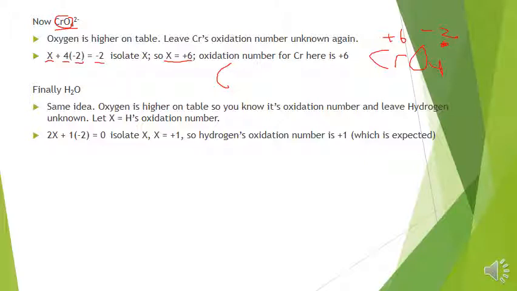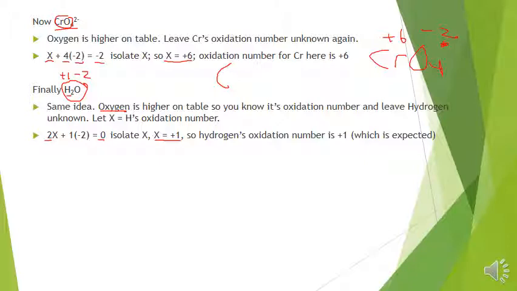And finally, water, same idea. Oxygen is higher on the table. Leave hydrogen unknown, so you have 2 times x, because there are 2 hydrogens, plus 1 times minus 2, because there's one oxygen and it's a minus 2, equals 0. There's no charge on this. Then solve for x, and you get x is equal to plus 1. So both hydrogens have a plus 1, and the oxygen has a minus 2. So those are the oxidation numbers for all the elements.